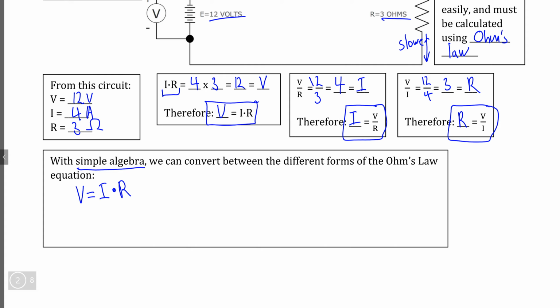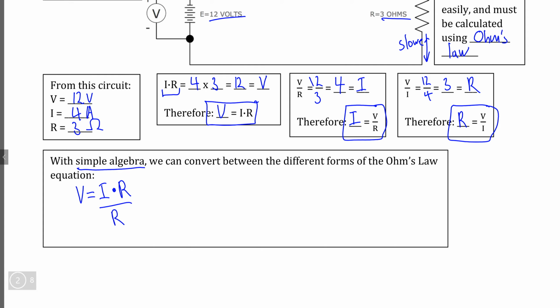Well, that would mean that we need to get rid of the r. Now, if we want to get rid of the r, we see that the r is multiplied by the I here, and we know whenever you do algebra, if you want to cancel a term and move it to the other side, we use the opposite operation. So the opposite of multiplication is division.